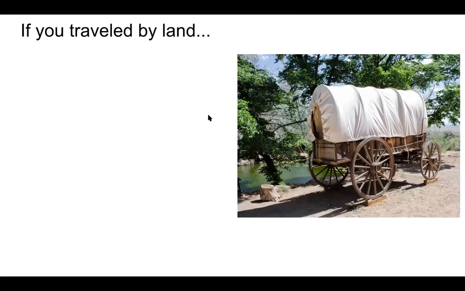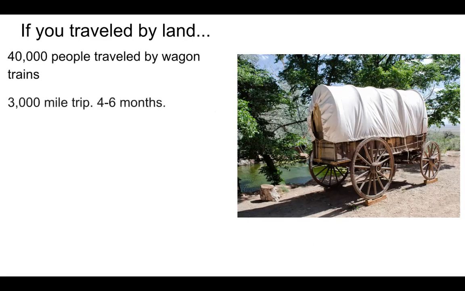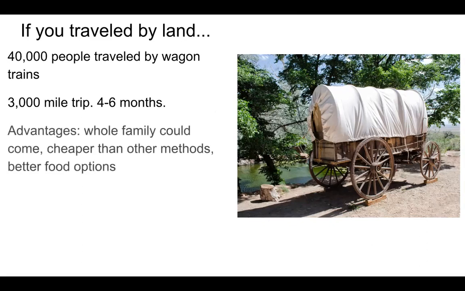Now, next option, if you traveled by land, where this is the vast majority of people, this is how they're getting to California. So you would come in a covered wagon like this. So 40,000 people travel this way, and it takes about 4 to 6 months. It's a 3,000-mile trip, obviously depending on where you're coming from, but most people are coming from the East Coast or some are coming from the Midwest.